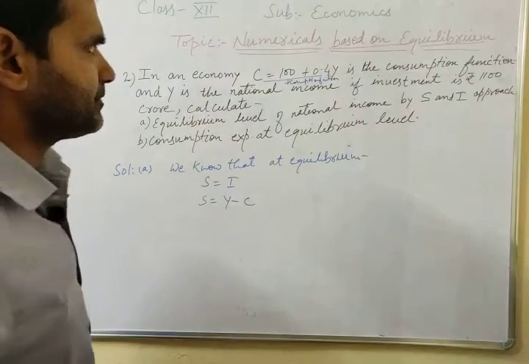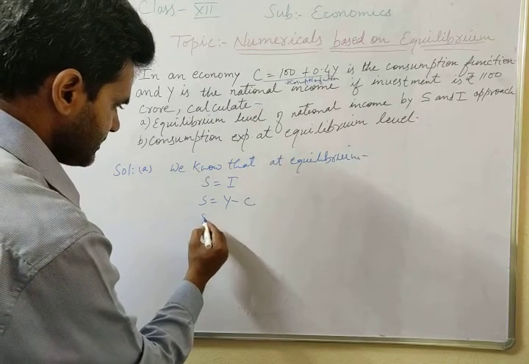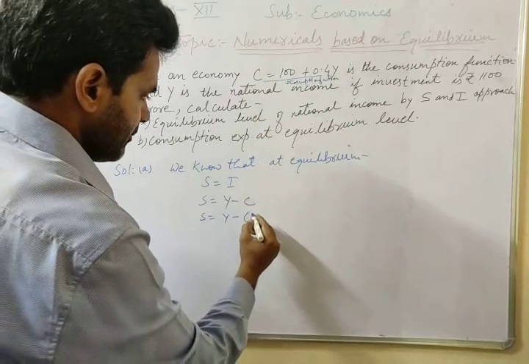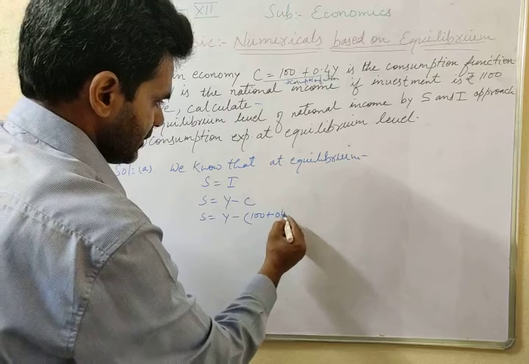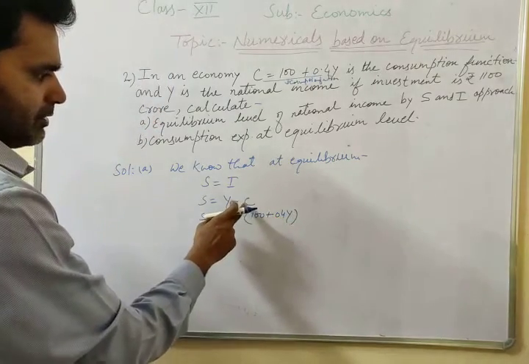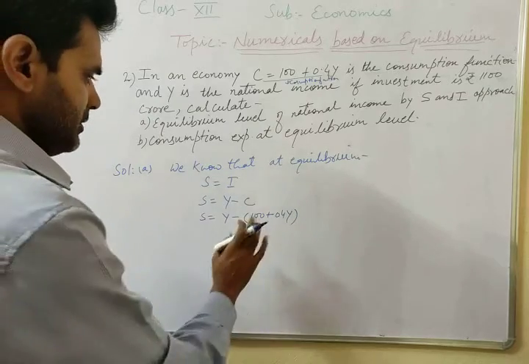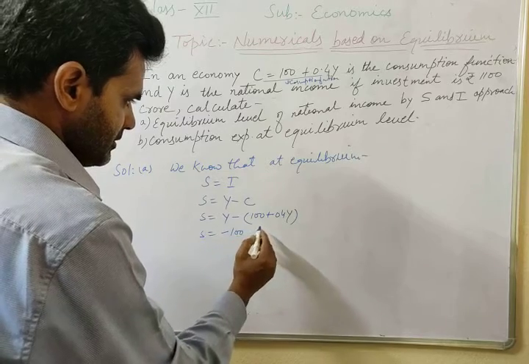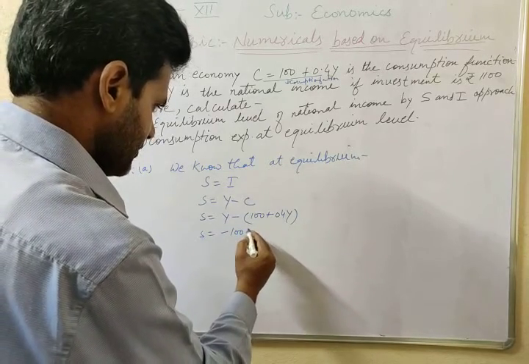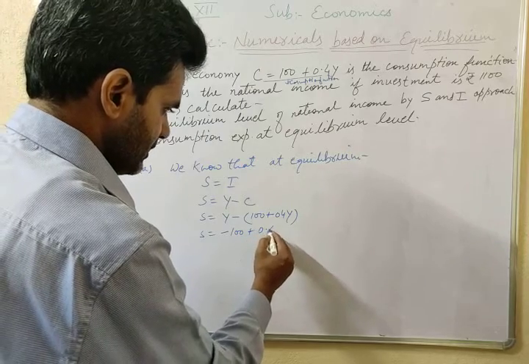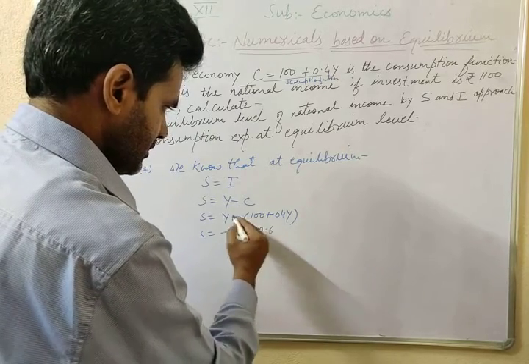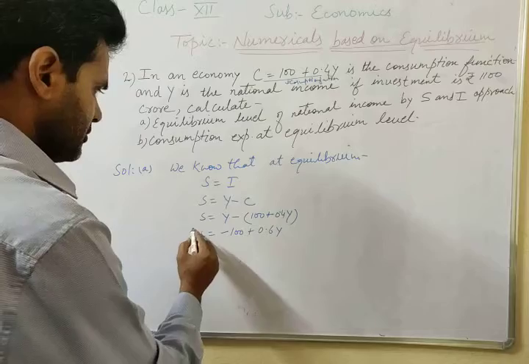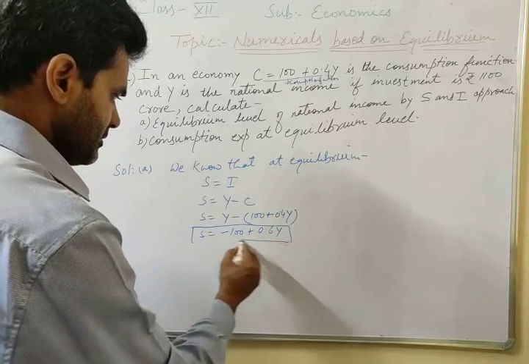C is given. So S will be Y minus (100 plus 0.4Y). I have put the value of C over here. Nothing changes. Now S will be minus 100 plus 0.6Y. This Y minus 0.4Y becomes 0.6Y. So this will be the savings equation.